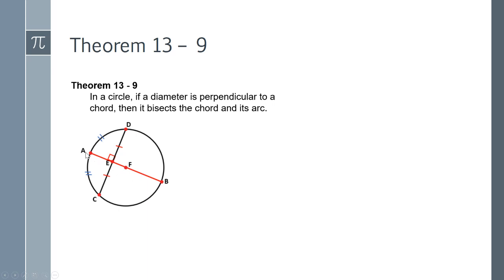Here's a diameter, AB. Since AB is a diameter and it is perpendicular to this chord, these two segments on either side of that diameter are also congruent. And that actually works if it's just a radius as well. If this is a radius and it's perpendicular to this chord, then these two are also going to be congruent. So if AB is a diameter and AB is perpendicular to CD, then those segments will be congruent, and the arcs will also be congruent. So these arcs are also bisected.